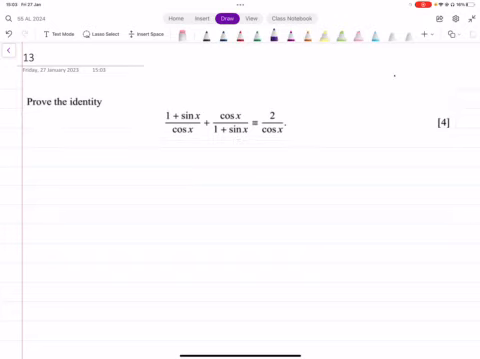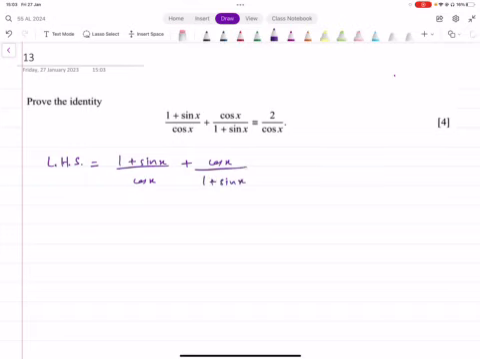So first of all, we think about which side we should be starting from. We discussed this earlier. We should be starting from the left-hand side because that's more complex in this case. Let's start from that side. 1 plus sin x over cos x plus cos x over 1 plus sin x. This is what we have on the left-hand side.